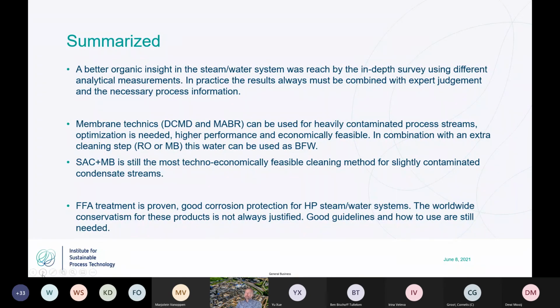For our systems, film forming amine treatment is proven. It gives good corrosion protection for high pressure steam systems. In the world, there is a lot of conservatism about using these products, but that is not always justified based on the research we did in this work project. Good guidelines are still necessary. What is a good pH? Is the pH important? What kind of acids can you accept? And how do you use these film forming amines? That is very important, what we learned out of this process.